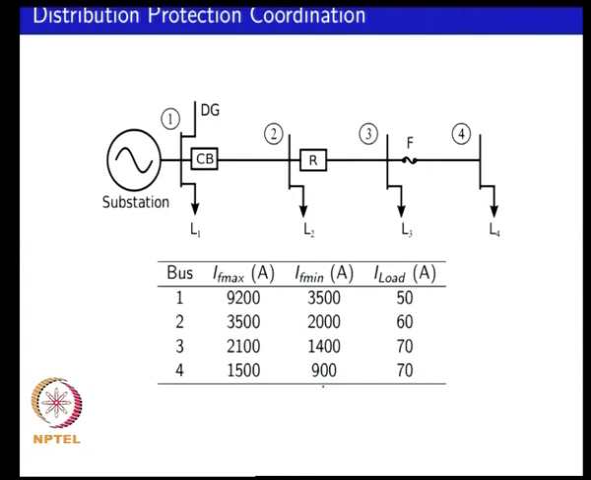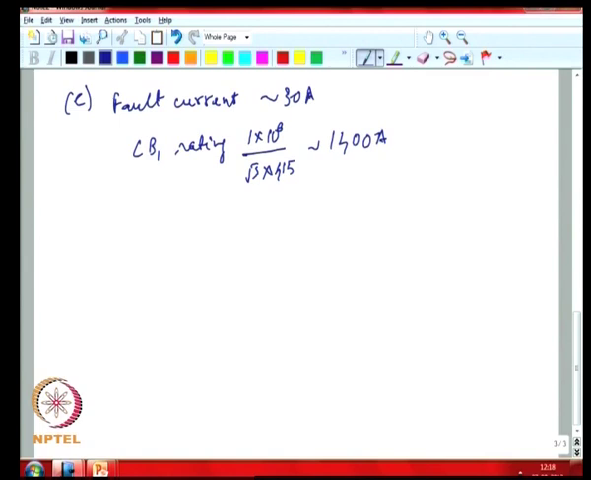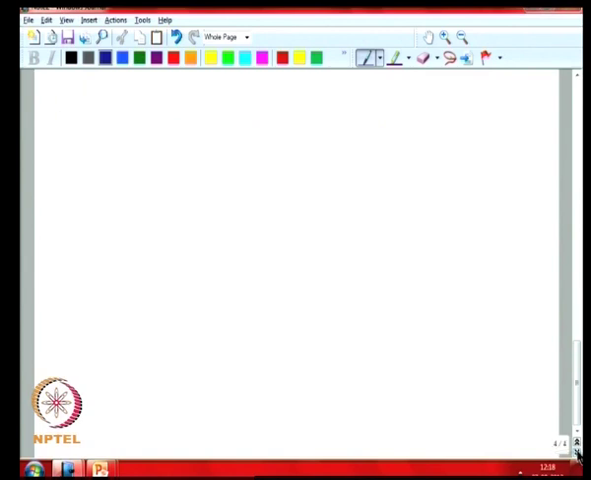So, you are given a fault current range that could be expected at each of those buses. So, the problem is first to plot the trip time of the protection device versus current of the circuit breaker, the recloser, and the fuse in a range from 100 amps to 10 kilo amps. So, to do that, we have to look at the parameters of the protective devices.